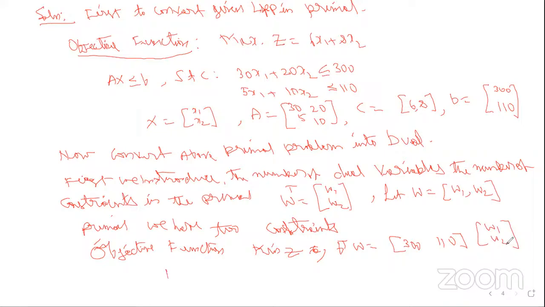So minimum Z equal to 300 W1 plus 110 W2, such that A transpose W is greater than or equal to C transpose.